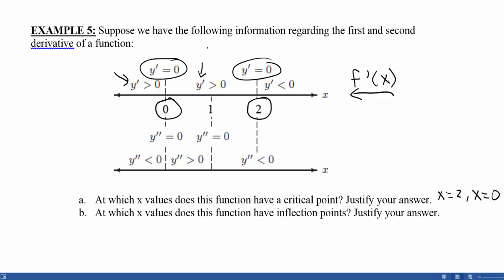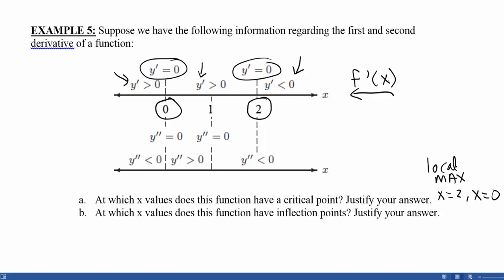However, if you look at 2, to the left of 2, my first derivative is positive, but to the right of 2, my first derivative is negative. So if your first derivative changes from positive to negative, that means your original function was increasing and then decreasing, which means 2 is a local max. So that's some interesting information to figure out here.